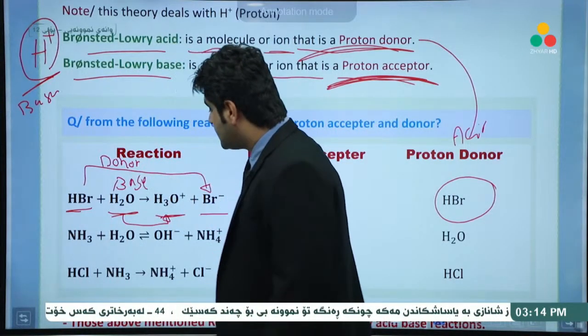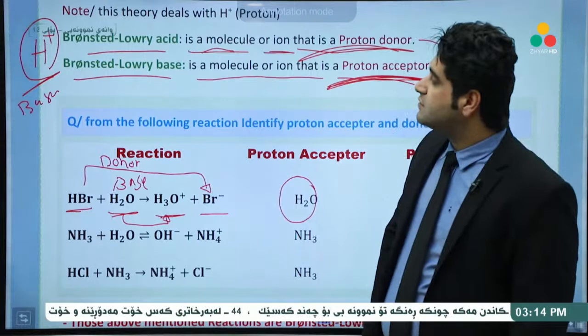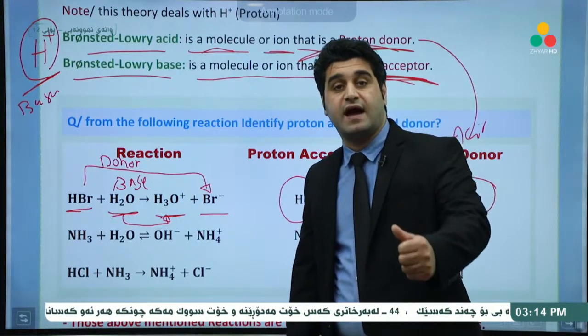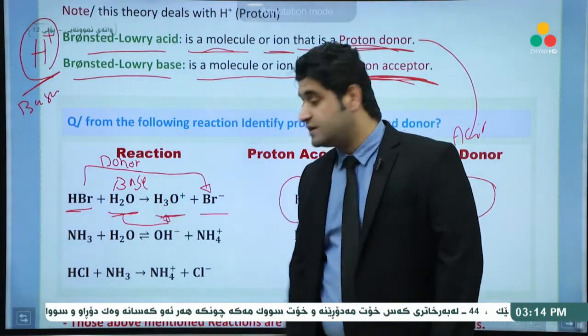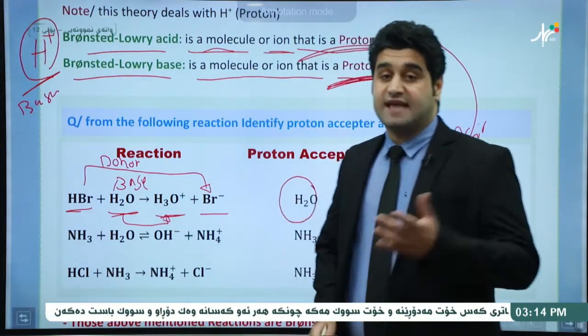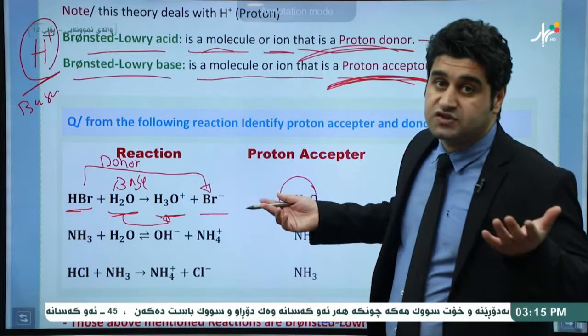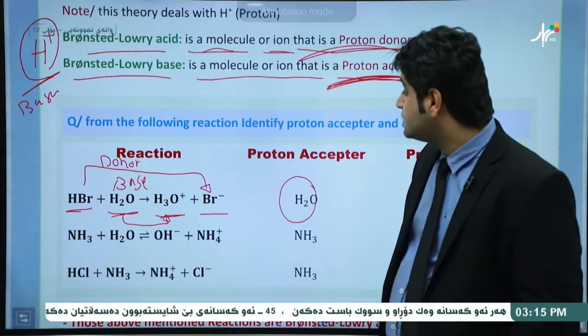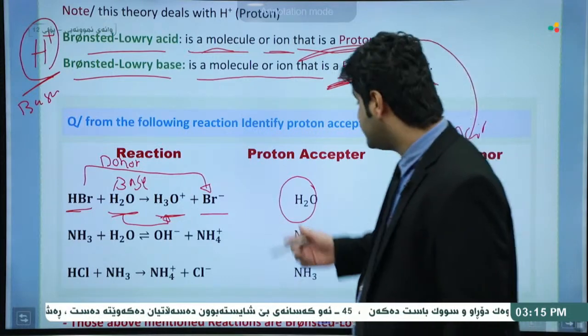So that's one of the differences between Brønsted-Lowry and the Arrhenius theory. Arrhenius did not identify H2O as acid or base. He said that H2O is only a solvent, but in here we see that water is a base because it's a proton acceptor. Well, another example.